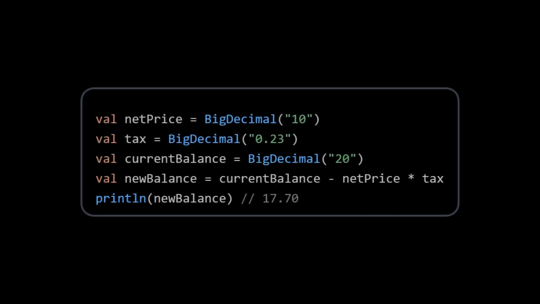With operators, we can operate on BigDecimal and BigInteger similarly to regular numbers. For instance, we can take a net price, a tax, and a current balance, all as BigDecimal values, and then calculate the new balance by subtracting the net price times the tax from the current balance. When we print it, we get 17.7.